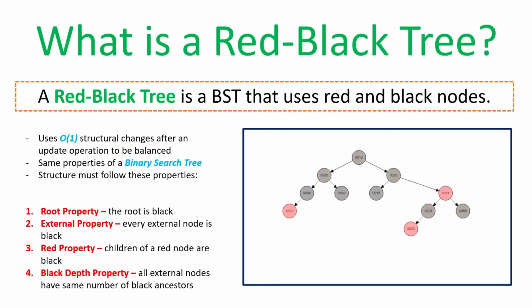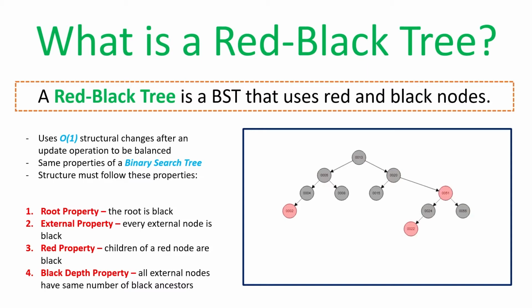The third property is the red property. This says children of a red node are black. Basically, this is saying 2 red nodes cannot be connected to each other in a red-black tree. And if they are, then we have a problem and we need to fix it. We'll see this a lot in the insertion.